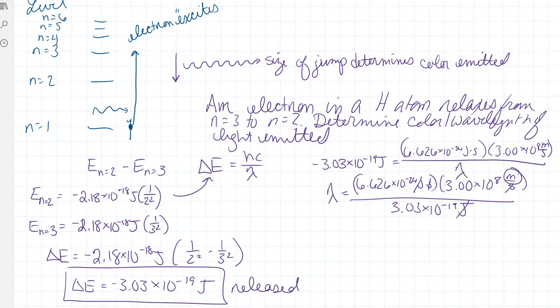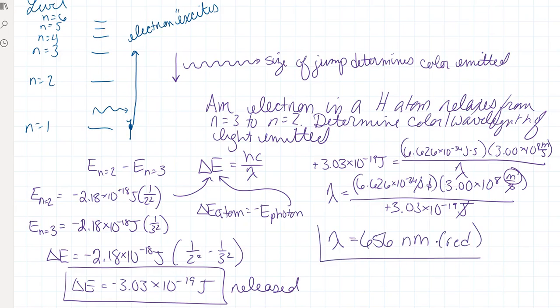All my wavelengths have to be in positive setups because remember, the change in energy of the atom is equal to the negative energy of the photon. And that's kind of what we're plugging in here. So that's why that negative becomes a positive. So lastly then, I see that my lambda value comes out to be 656 nanometers. And this is a red color that we observe in the emission spectrum of hydrogen.